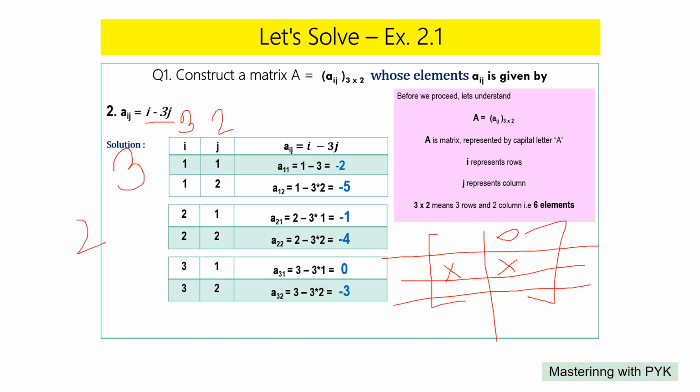The third row, now we are here. So 3 and 1, this is the first column and this is the second column. So first column, third row, so it is A31. A31 would be 3 less 3 multiply 1, which is 3 less 3, that comes out to be 0. And A32, second column, would be 3 less 3 multiplied 2, which comes out to be minus 3.